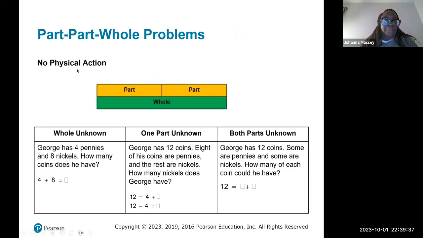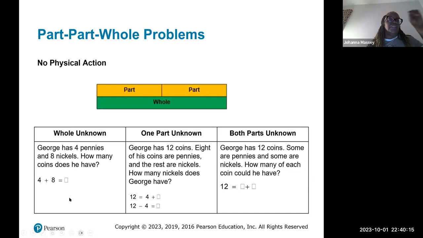All right. Then we got part-whole problems. We visited that with early numeracy or early number concepts. So we have no physical action at all. Part, and then the whole thing. All right, so we got whole unknown. George has 4 pennies and 8 nickels. How many coins does he have? Is there some action happening here? No. But we know we're joining some things together. One part and another part, and you get a whole number.